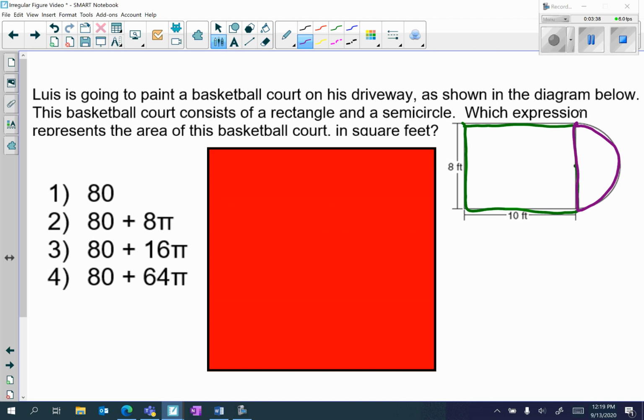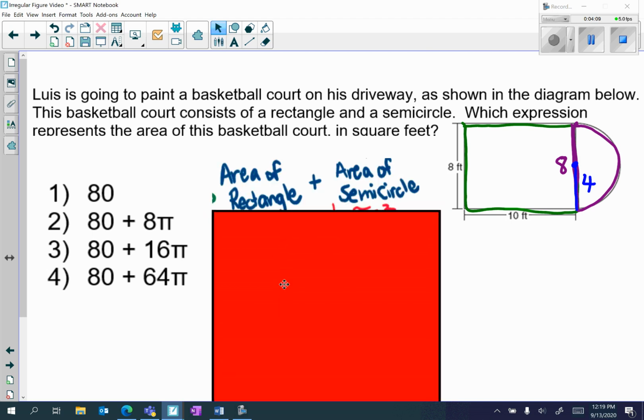So notice I have my rectangle, which is 8 feet by 10 feet. To find that area, I have to do 8 times 10. And then for the circle, notice the diameter is still 8 feet here. But remember, I want to find the radius, so I have to divide the diameter in half. So 8 divided by 2 is 4. So I'd have a radius of 4. In order to find the area of an irregular figure, I have to find the area of a rectangle and add it to the area of the semicircle.